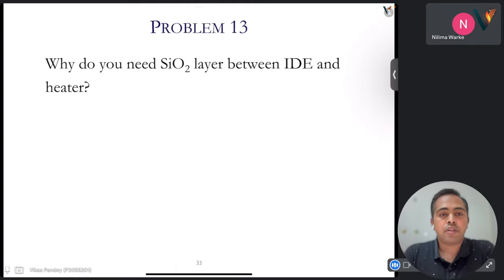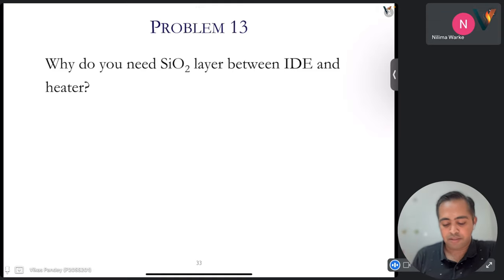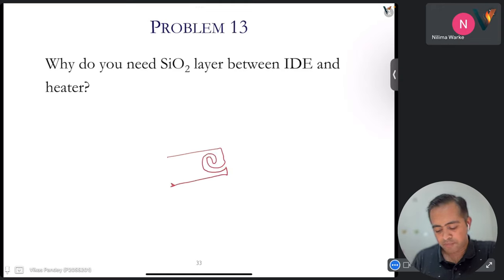Okay. Now let's come to the next question. Why do we need SiO2 layer between ID and heater? So just now I was talking about there is a heater and above it we put silicon dioxide. We cover it with silicon dioxide.